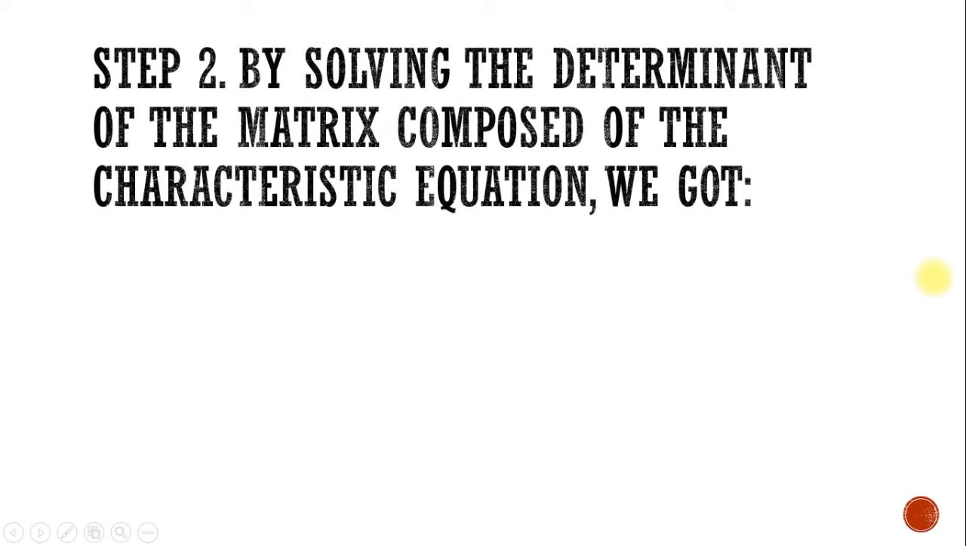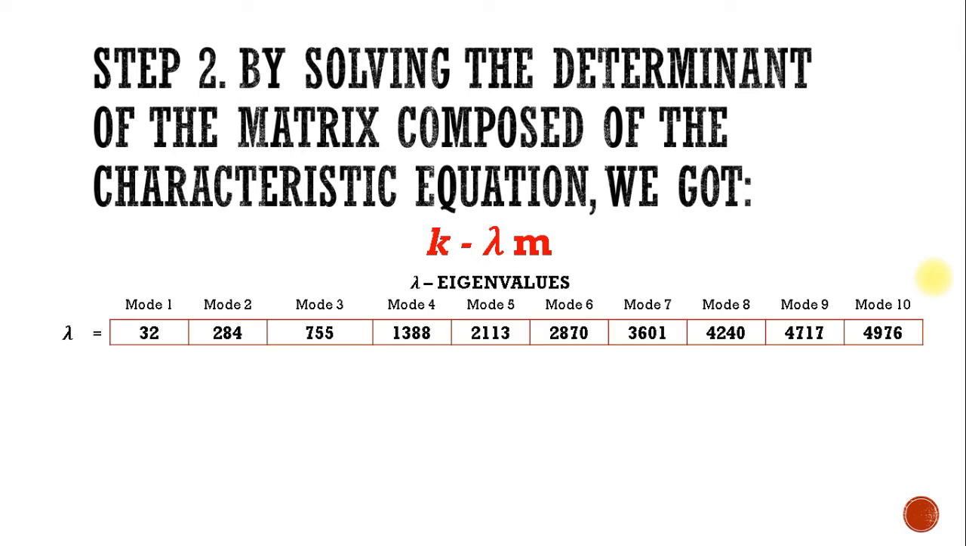Next. So by solving the determinant of the matrix composed of the characteristics we got, this is the formula for the characteristic equation. By solving this characteristic equation and putting it into a matrix, since ang ating problem is 10-story building, so 10 by 10 matrix din yung malalagyan ng characteristic equation natin. So by solving the determinant of that matrix composed of characteristic equation, we got the eigenvalues for mode 1 to mode 10. So these are the eigenvalues for mode 1 to mode 10.